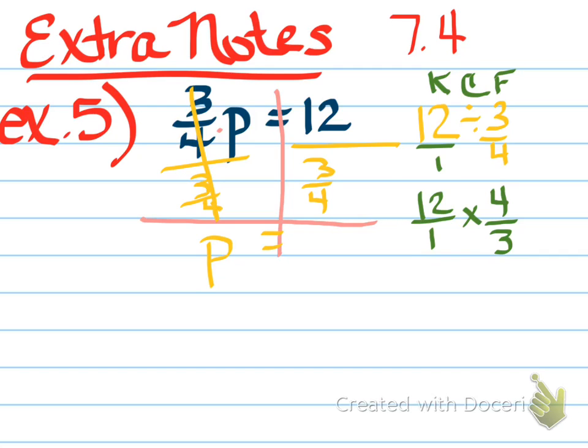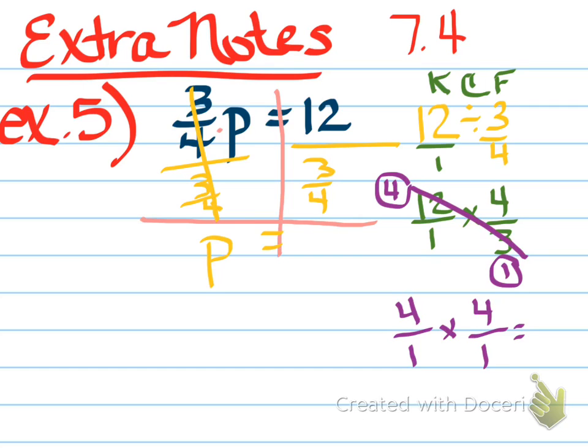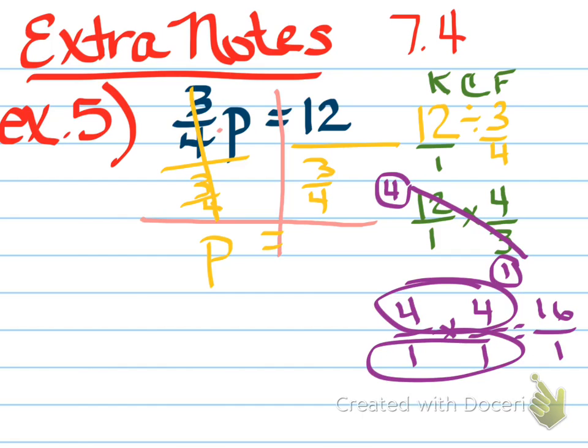So we've got cross-simplifying that we can do now. And remember, anytime that we can cross-simplify, we want to because it's going to make an easier problem for us. So 12 and 3 can both be divided by 3. So 12 becomes 4 and 3 becomes 1. If I rewrite this, I now have 4 over 1 times 4 over 1. And we do hamburger, which is 16 over 1, which is just 16.